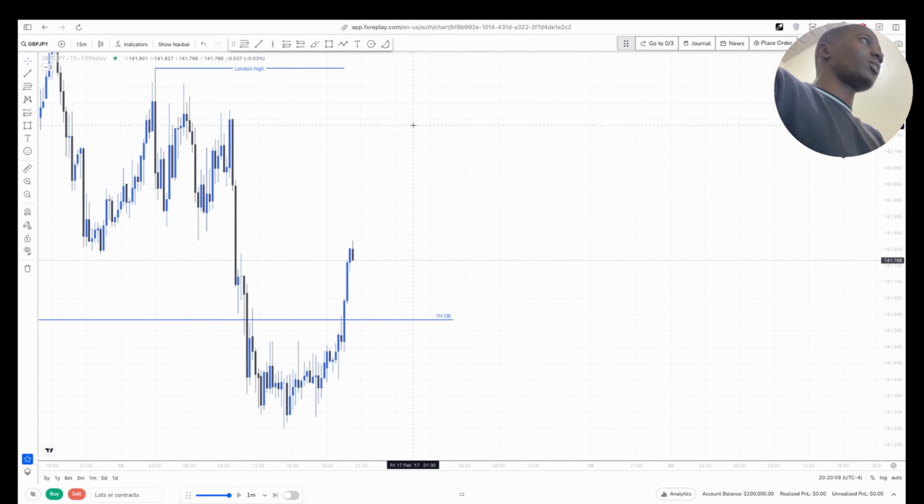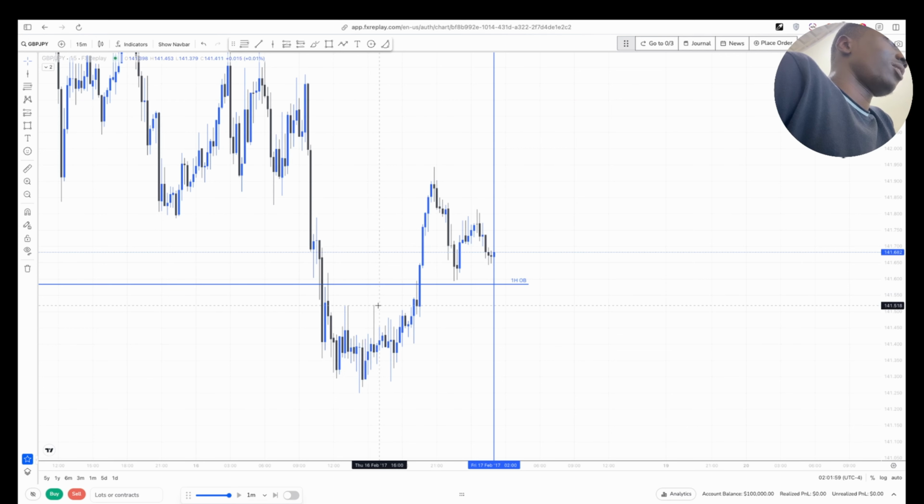The only sweep would be this one, and the shifting structure would be breaking this recent high before continuing to the upside. So this would be our entry right here. Target the low of this fair value gap, and have a 1 to 2 targeting this high. Yeah, let's play it out and see.